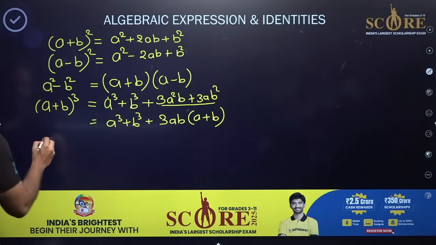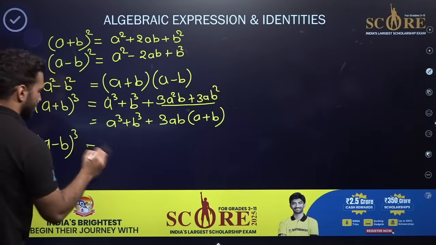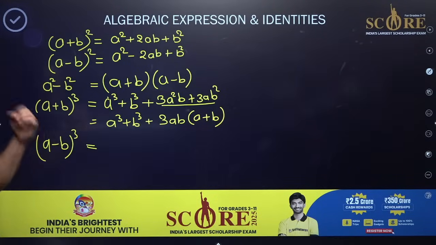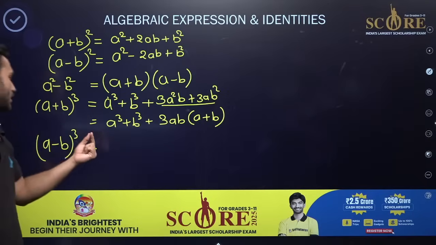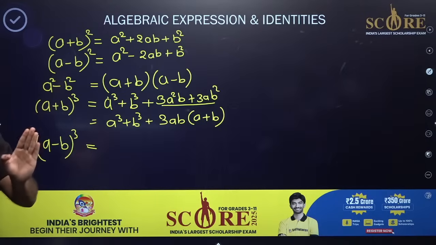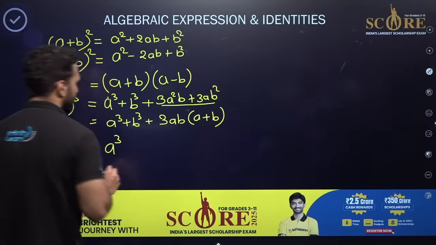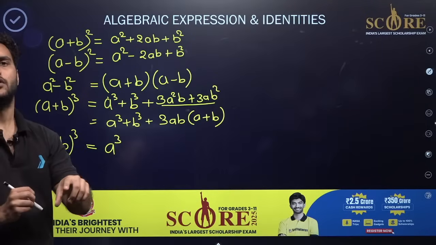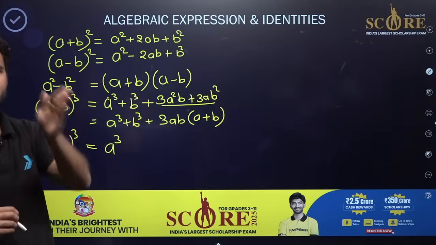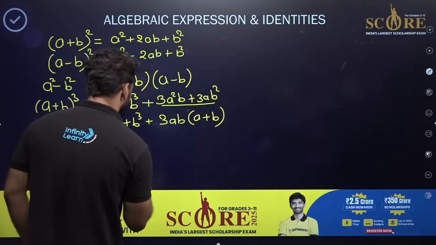Okay. Next, (a minus b) whole cube. Now, what we have to do? Just at the place of b, put minus b. What will you get? A cube as it is. Now, minus b cube. What will you get? Minus b into minus b into minus b. B cube and negative, since minus into minus into minus is minus.